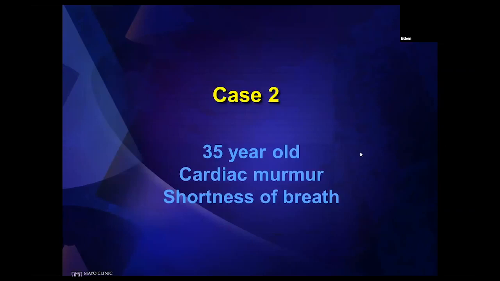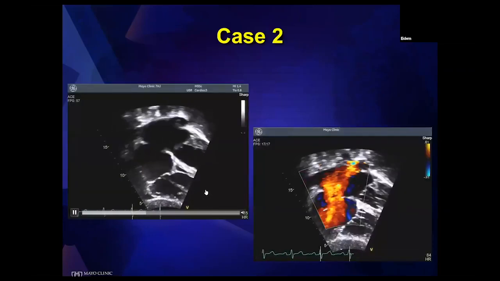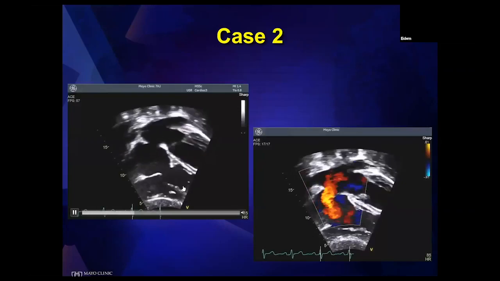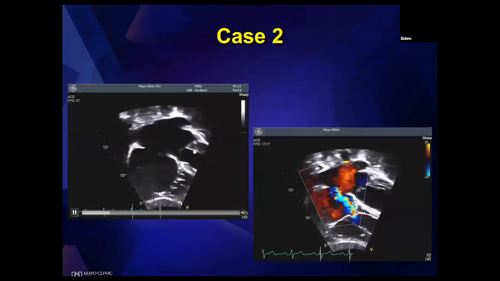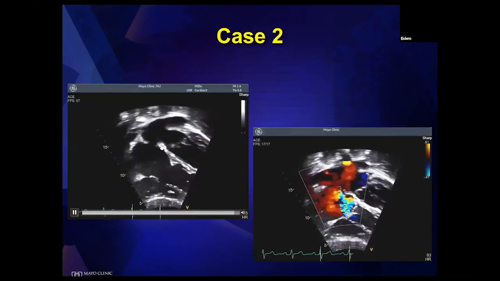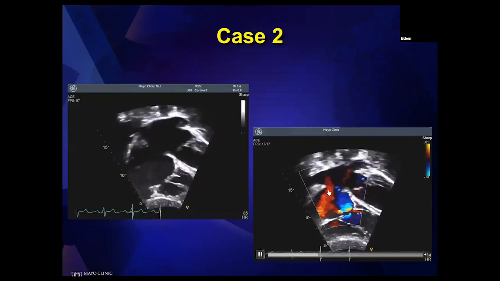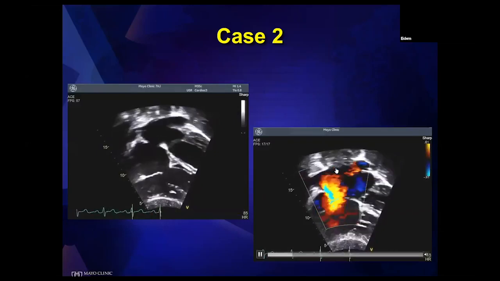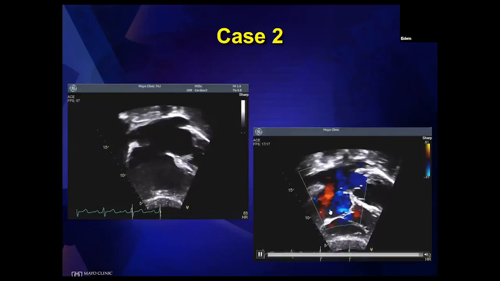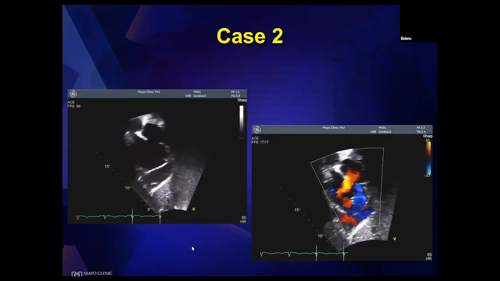All right, so let's move on to a second case of a 35-year-old with a cardiac murmur and progressive shortness of breath. So this is a subcostal view, looking at here the right atrium, the right ventricle, left atrium, left ventricle. Here's the atrial septum, and in the middle of the atrial septum we see a large defect, and by color flow we can see quite a large shunt from the left atrium to the right atrium, so a left to right shunt across this atrial septal defect.